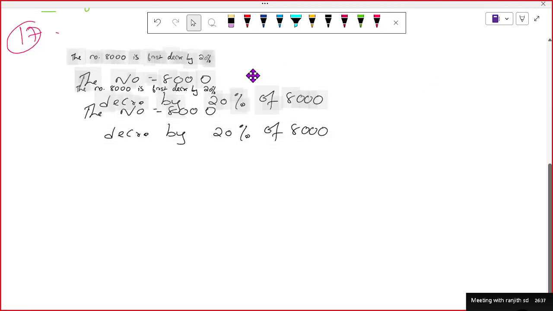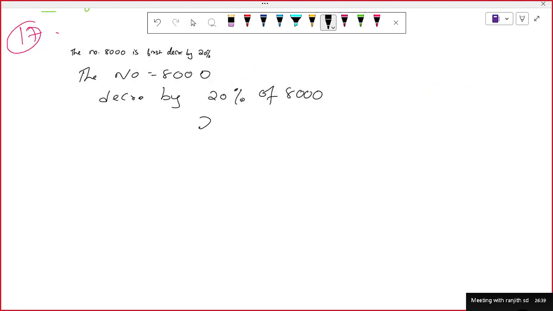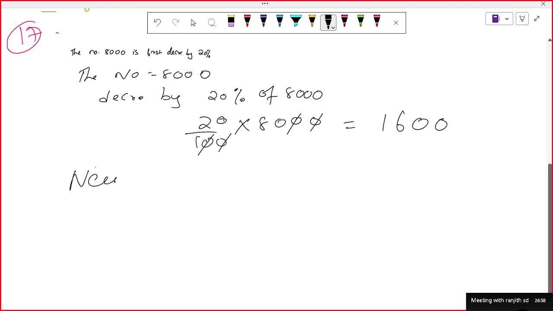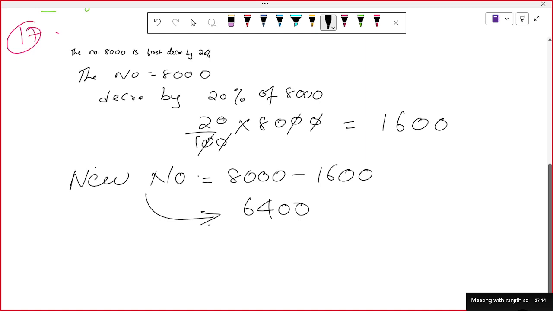What's the answer you all got after decreasing? How do you convert this, students? 20 divided by 100 into 8,000. Reduce this. What are we getting? 1,600. So decrease by 20%. After decreasing, you can write the new value. What's the new number now? New number is 8,000 minus 1,600. So what's the new number? 6,400.